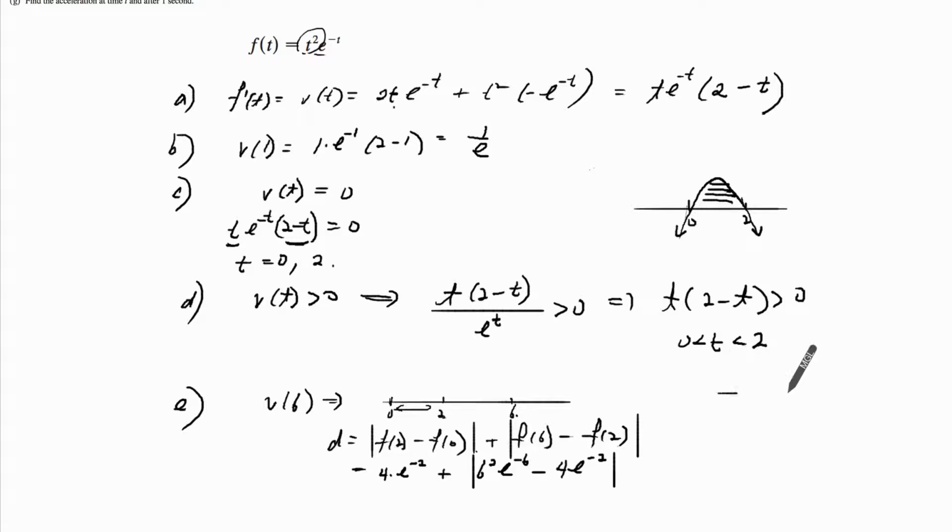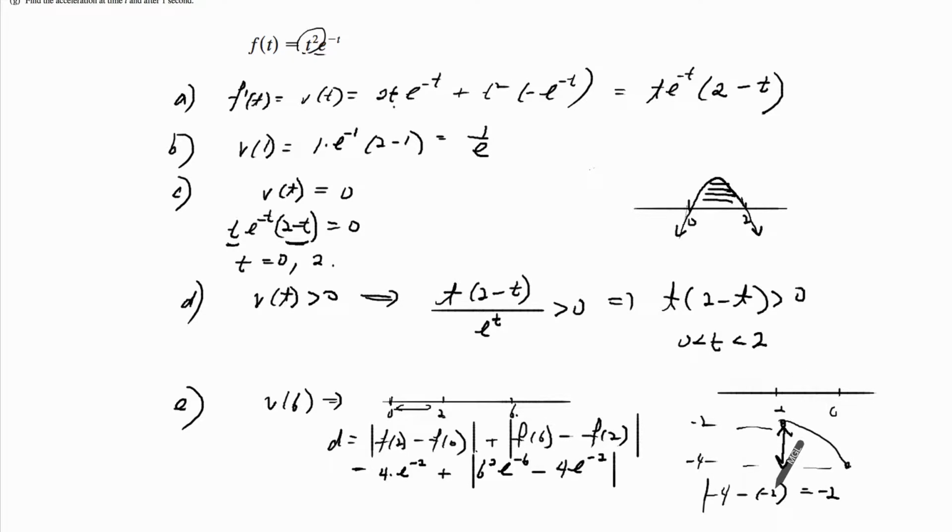Because what's really happening between 2 and 6? Let's say the graph looks like this, and this is a negative value, and let's just say this is -4 and -2. So if you do -4 minus -2, the answer is -2. But what we want is the positive distance, the vertical distance from this point to this point, which is +2. So we actually have to put an absolute value there.